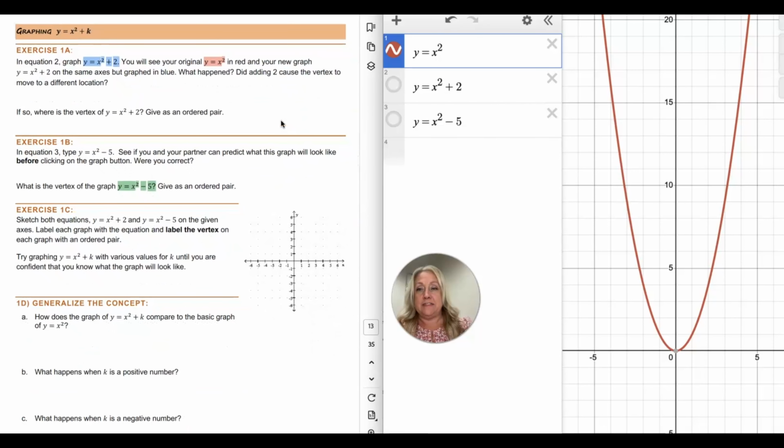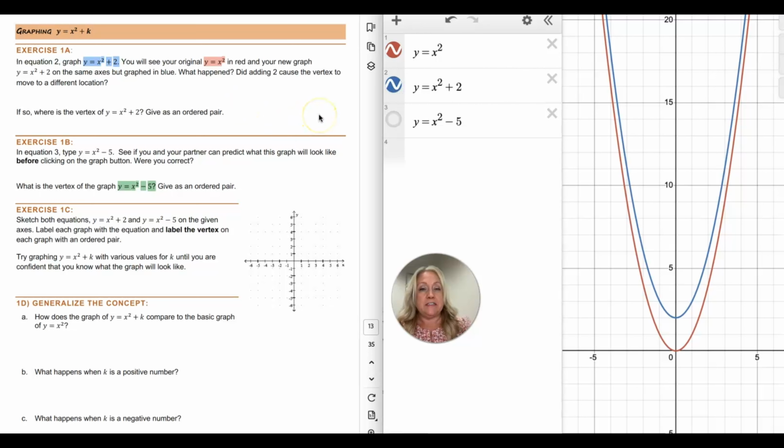And it follows this. All right, so let's start off with looking at this form y equals x squared plus k. If we look at our y equals x squared graph, it's this red graph here. The vertex is at 0, 0, and it's headed in an upward position. Then it also tells you to graph the line y equals x squared plus 2. So type that on the second line down.